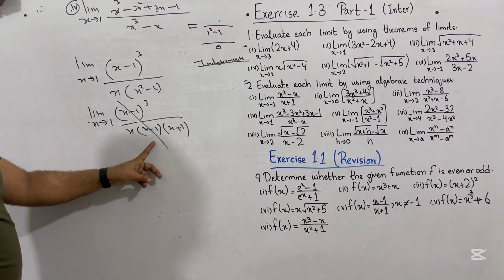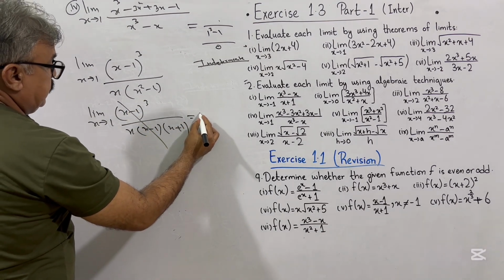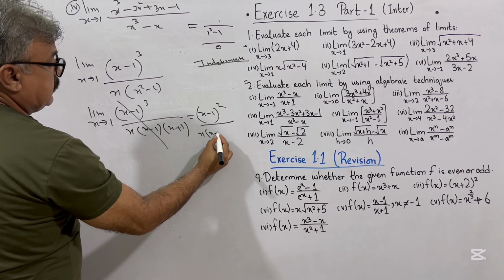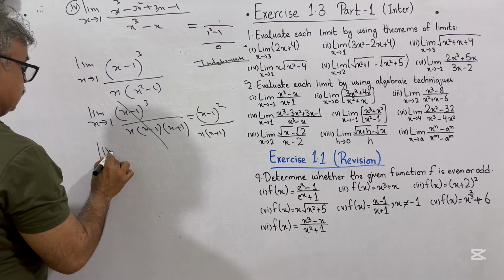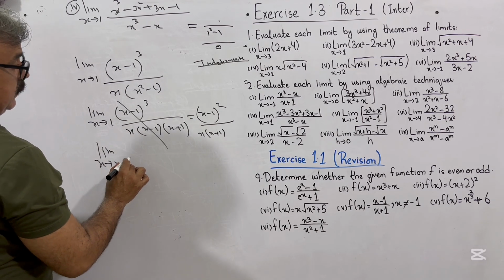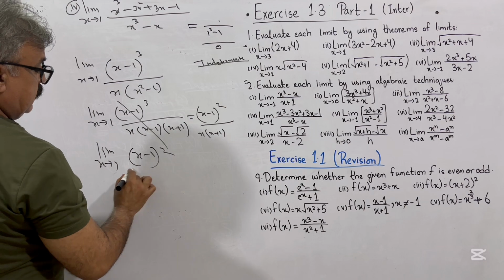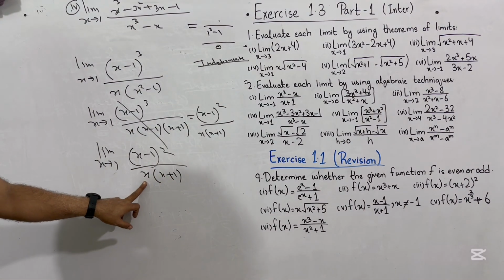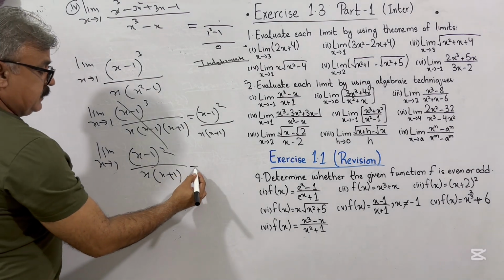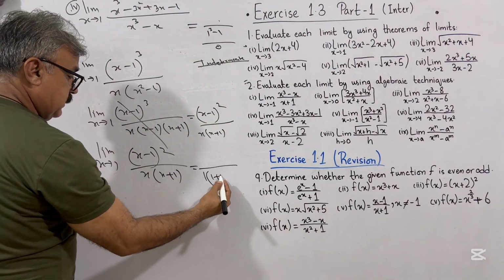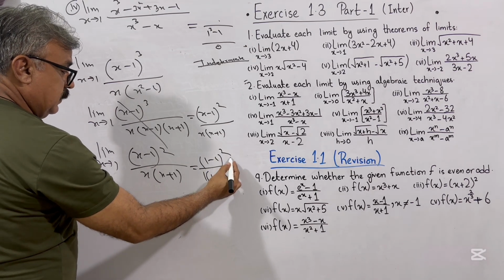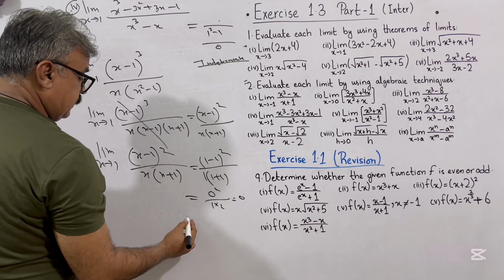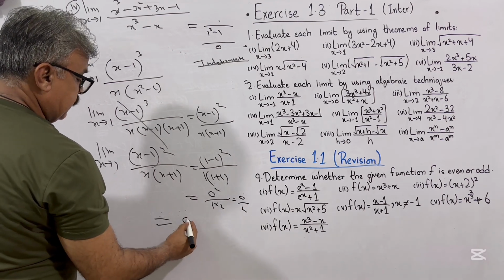X minus 1 whole cube, there is x minus 1. What remains in the numerator? X minus 1 whole square. Overall x times x plus 1. I have limit x tends to 1, x minus 1 whole square, overall x and x plus 1. Put the limit: 1 times 1 plus 1, 2. Denominator is not 0. So 1 times 1 plus 1, overall 1 minus 1 whole square. So it's 0 square over 1 times 2. 0 over 2, 0 is our answer.